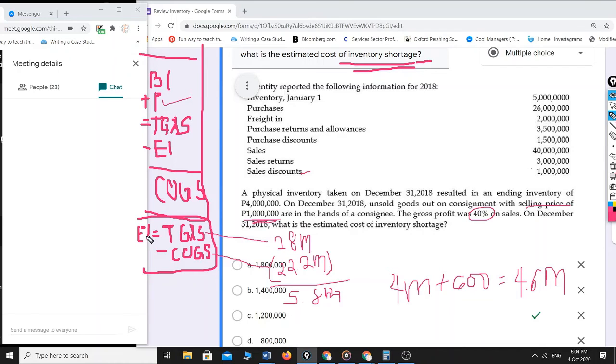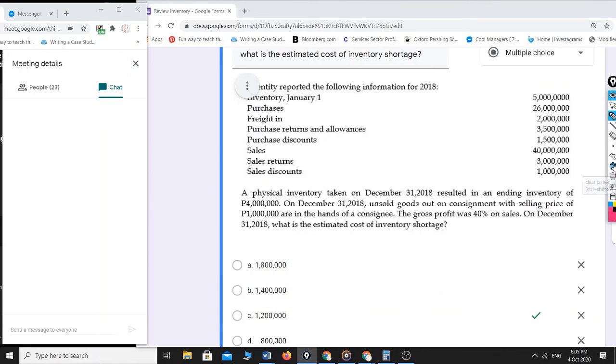But accordingly, the ending inventory should be 5.8 million. So, the difference is what we refer to as inventory shortage. So, you deduct the 4.6 from the 5.8 million. So, our answer for this is 1.2 million. Okay? So, take note of the formula, guys, because this is the basis in the estimation of the inventory valuation. Okay?